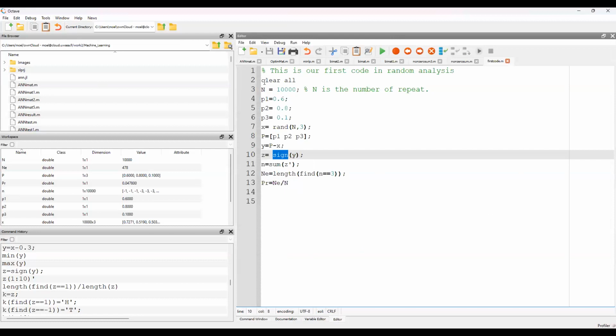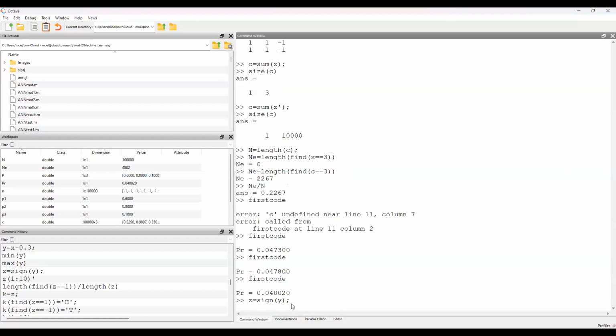And you can change n. For example, here I used n of 10,000. I would like to repeat it 100,000 times, for example. I just add a 0 here, and then I run it. So I got a result even closer to reality. We can get something like 0.048.